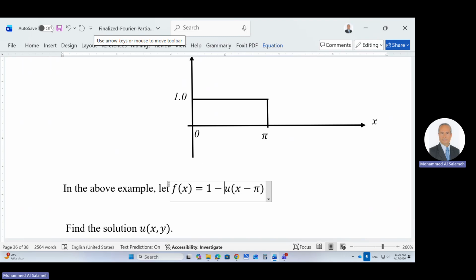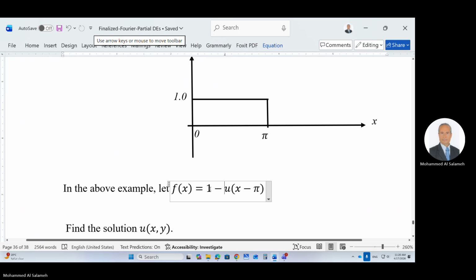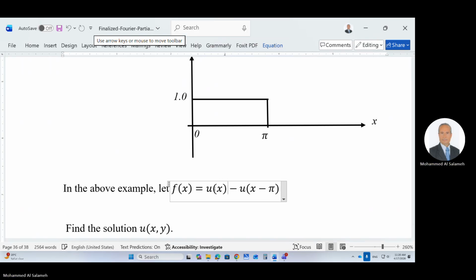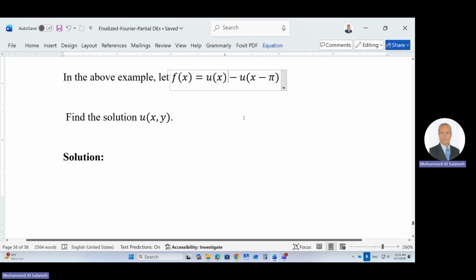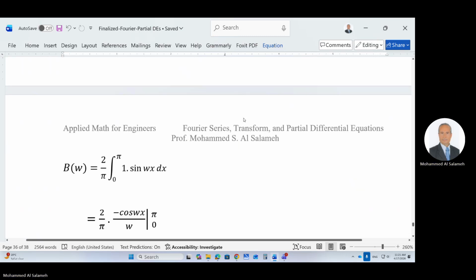Okay. So we have two pulses, u of x, which is a unit step that starts at x equal to 0, and another unit step that starts at x equal pi. If you subtract them, you will obtain a pulse, which is this. Find the solution u as a function of x and y here.